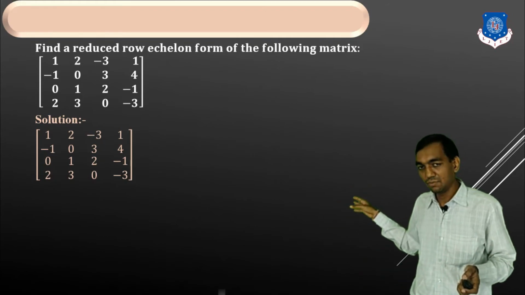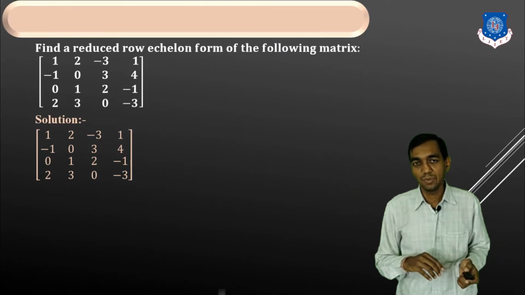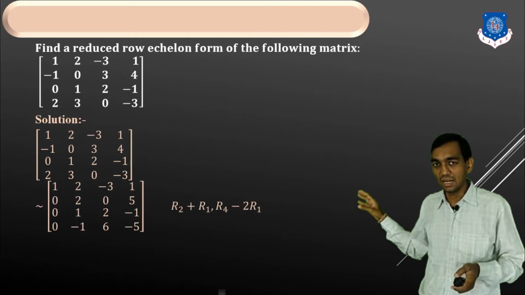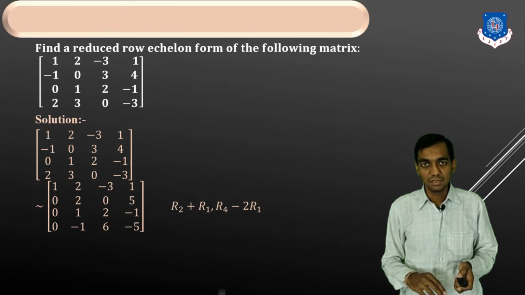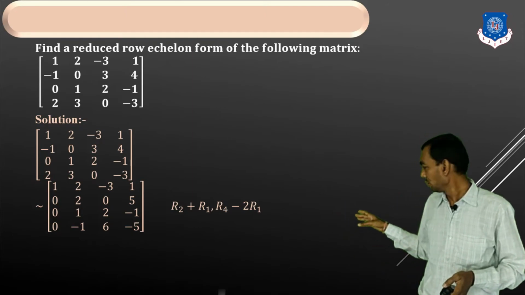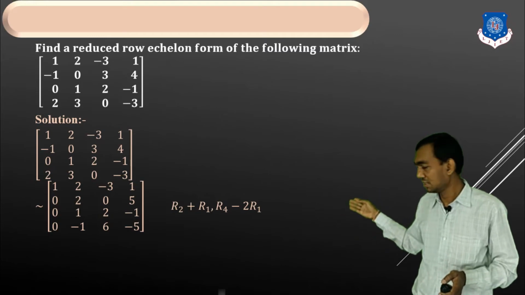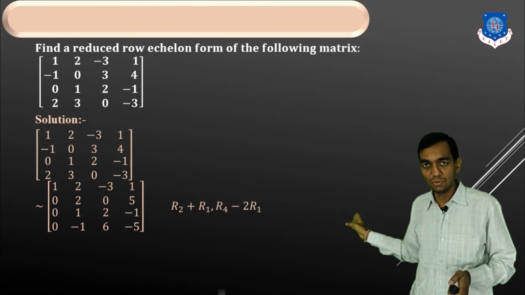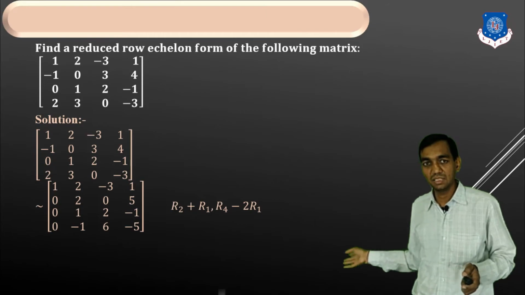So first we are starting with the first row. Using the first row we are going to make the first three elements of the second, third and fourth rows 0. So using the operations R2 plus R1 and R4 minus 2 R1, that will give you the matrix 1, 2, minus 3, 1. The second row will be 0, 2, 0, 5. The third row will be 0, 1, 2, minus 1. The fourth row will be 0, minus 1, 6, minus 5.